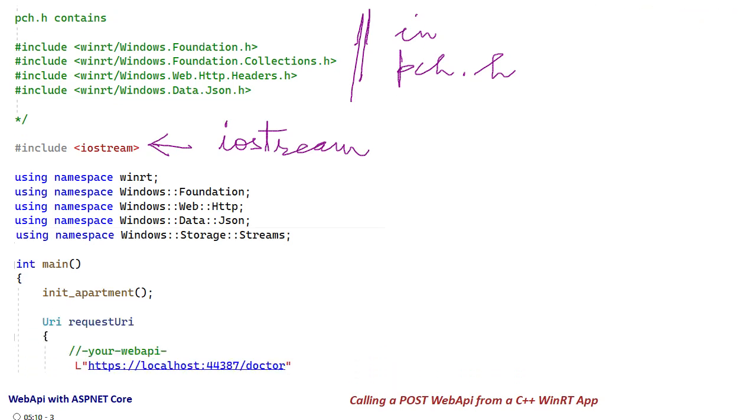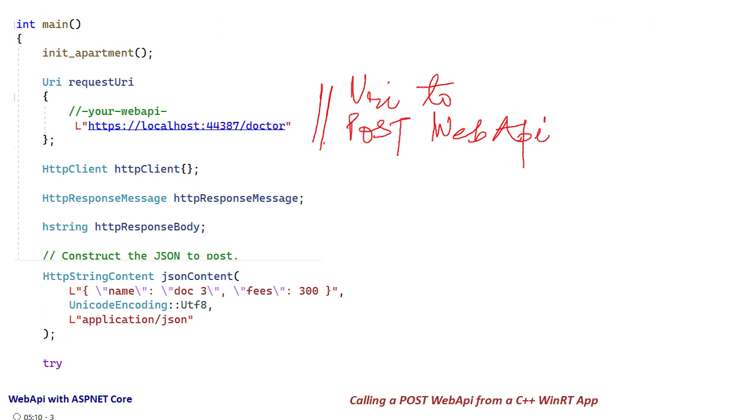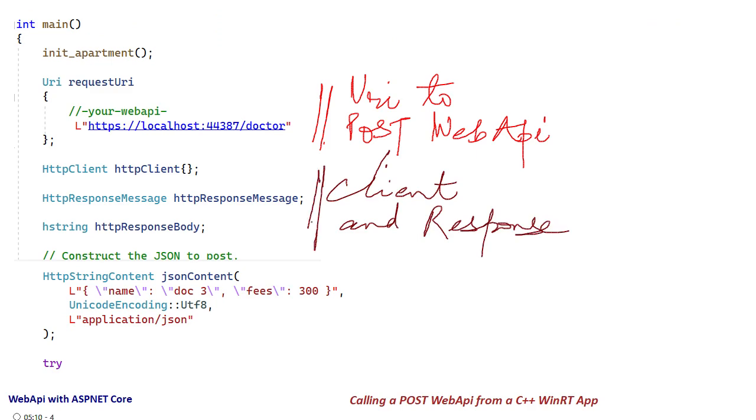A URI is created on the basis of the URL for the web API that we noted in the previous step. An HTTP client will help us communicate with the server, and the response string will be collected as an H-string. HTTP client and H-string are classes of the WinRT framework.